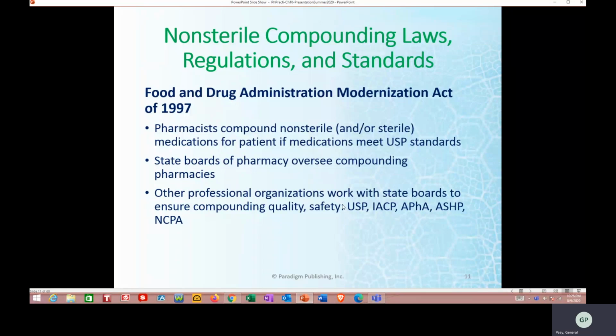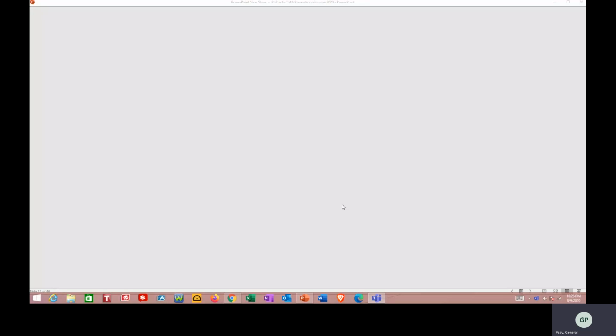Oh, the screen disappeared. Hopefully it'll pop back up. Okay, there it goes. I don't know why it's doing that.